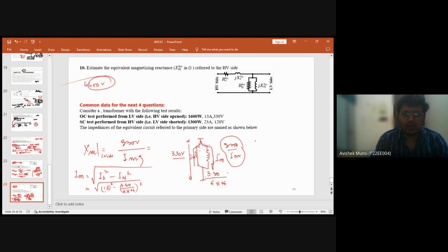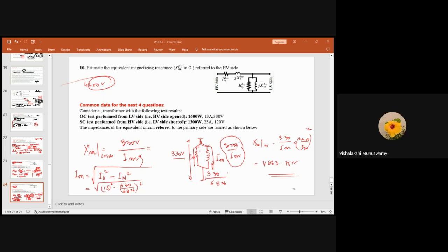But you are asked to calculate XM at the HV side. So this is 330 by IM into (4400 by 330) square, right? If you calculate it, it will be around 475. Is it clear? Any doubt you can ask me. This was the last question. Okay.